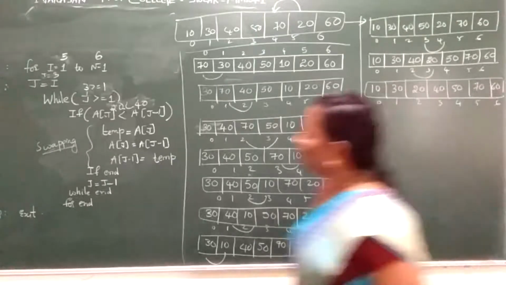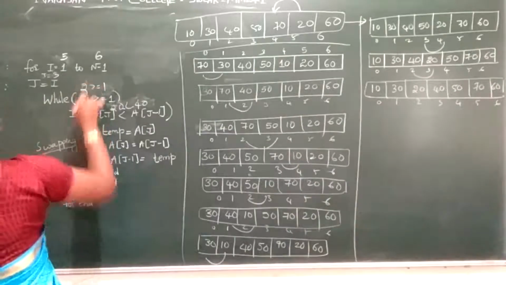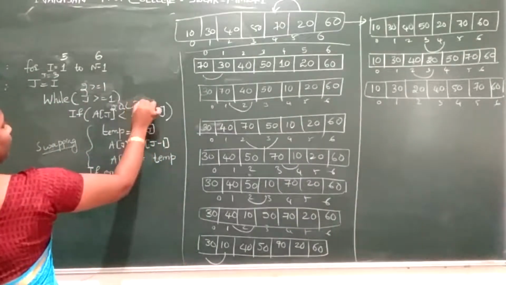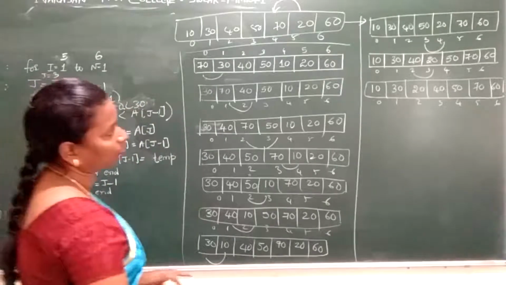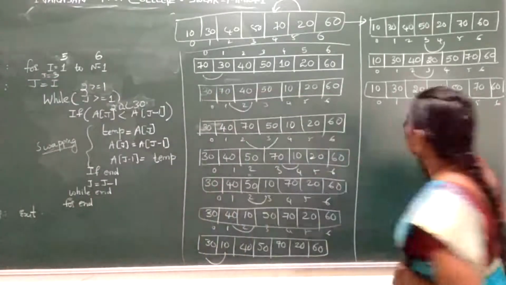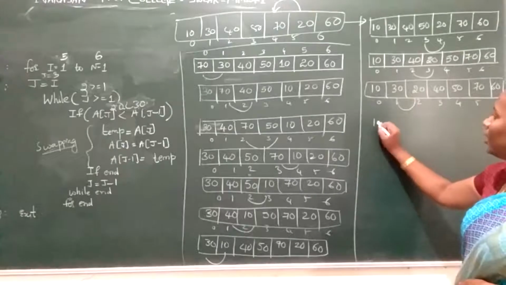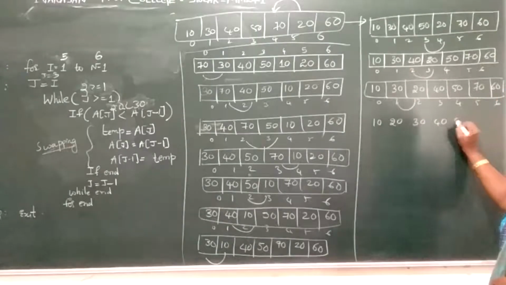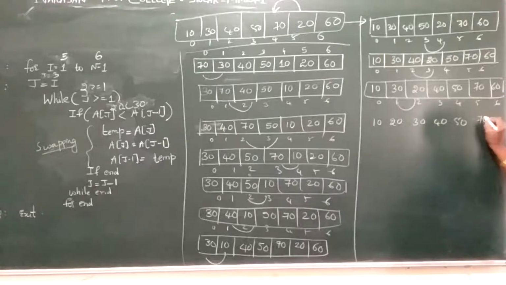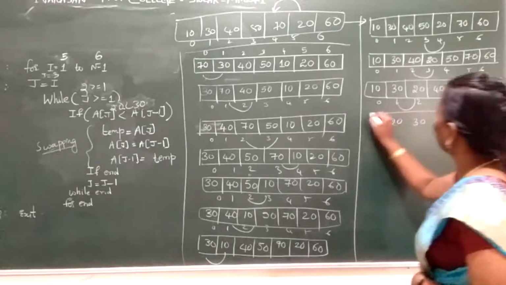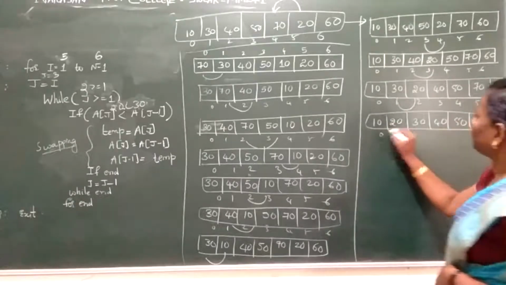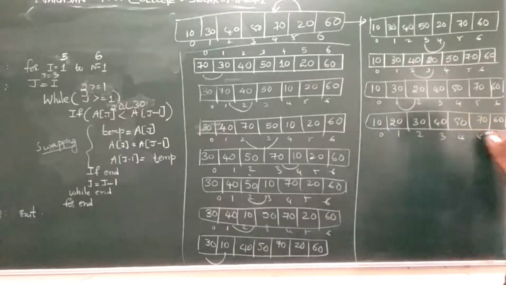Now again I value gets decremented to 2. What is in A of 2? I have 20 and on this side I have 30. 2 minus 1 is 1. A of 1 is 30. 20 is less than 30. Yes, the condition is true. Again there will be a swapping. 10, 20, 30, 40, 50, 70, 60. Indexes 0, 1, 2, 3, 4, 5, 6.